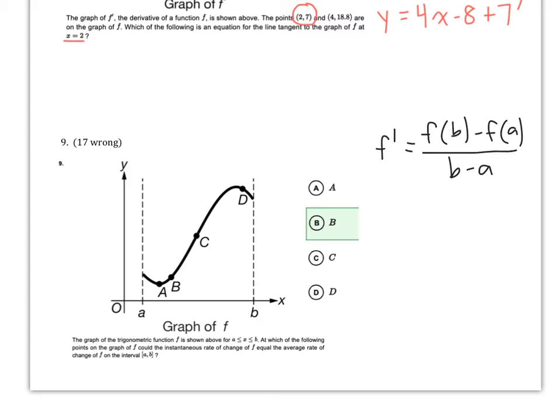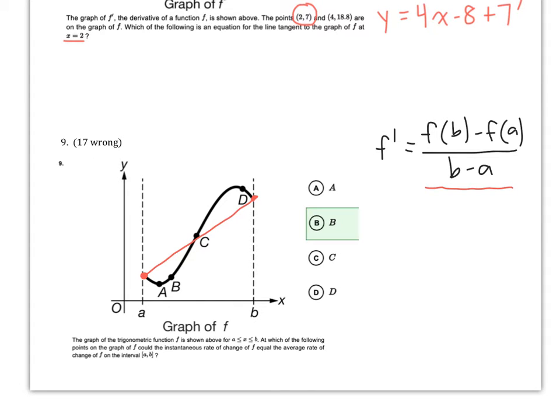So this aspect here is going to be the line that connects these two. And so what we're looking for is our tangent line to be parallel to that red line. We want to know when the instantaneous rate is equal to the average rate of change.